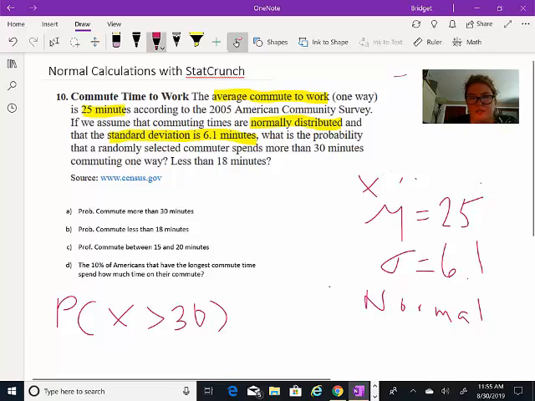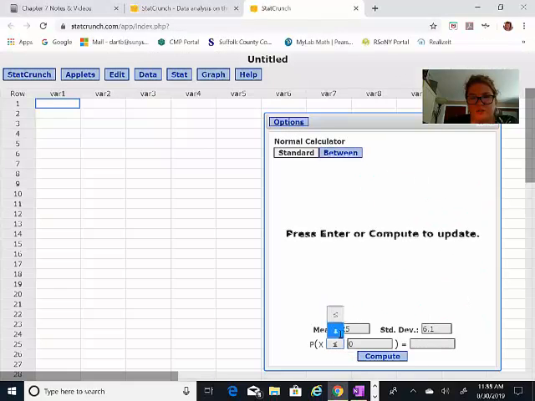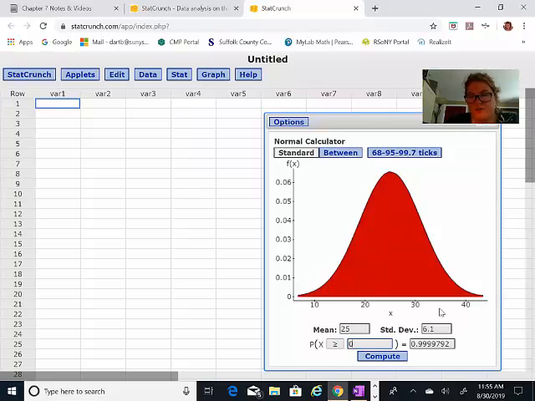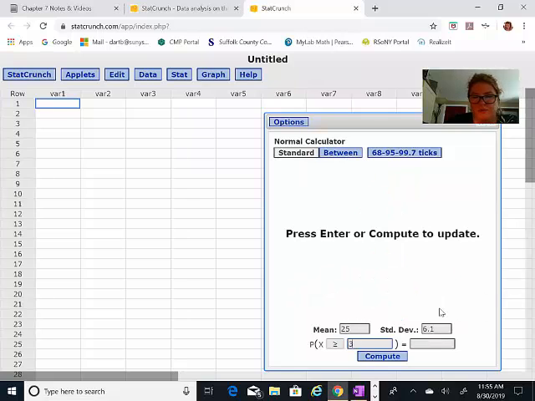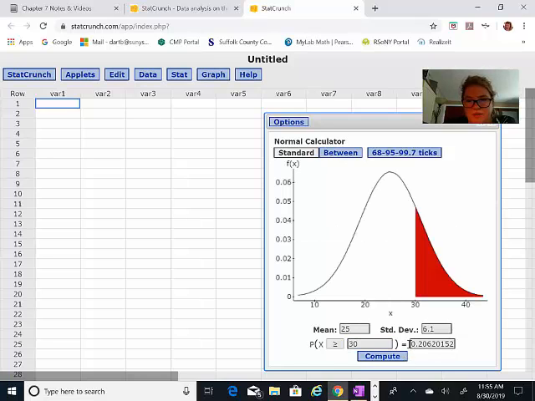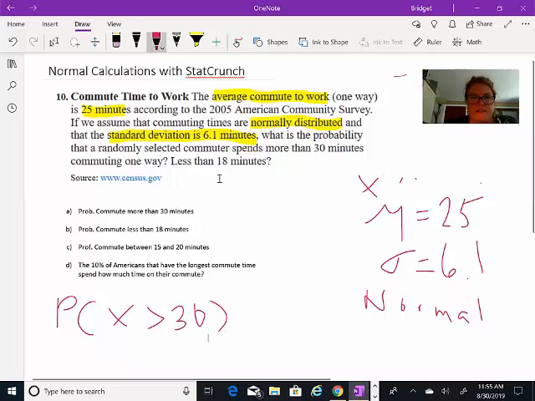We're going to switch the inequality to greater than. Greater than versus greater than or equal to makes no difference with a normal distribution because it's continuous. And then just click compute, and notice that right here we get 0.2062. So if we round to, let's say, 3 decimal places, we get 0.206. So I'm going to go back, and I'm just going to mark that down as the answer here, equals 0.206.